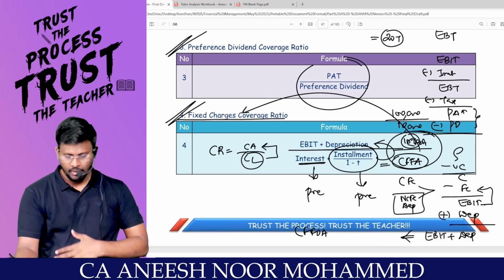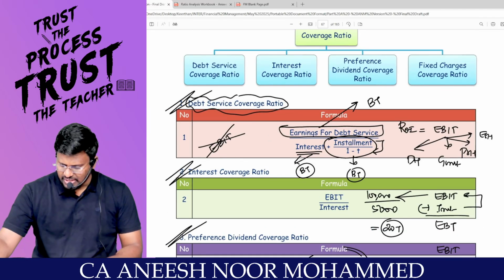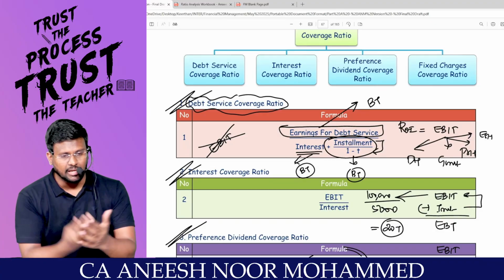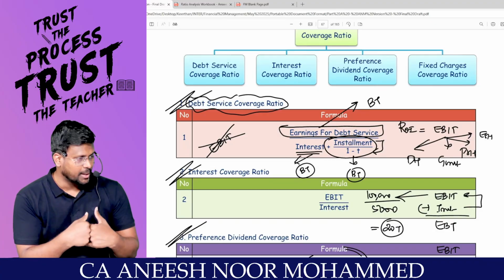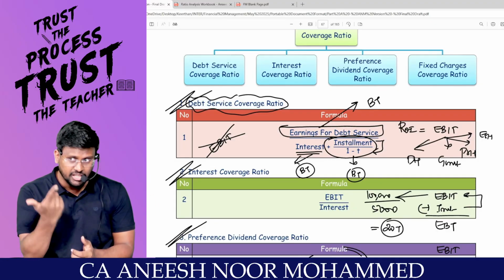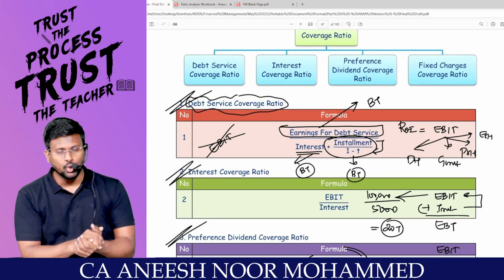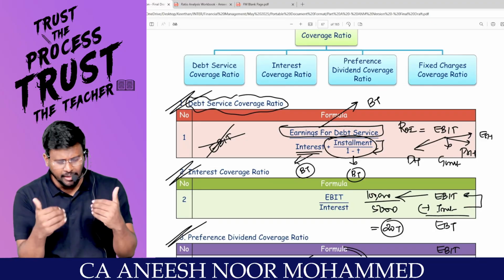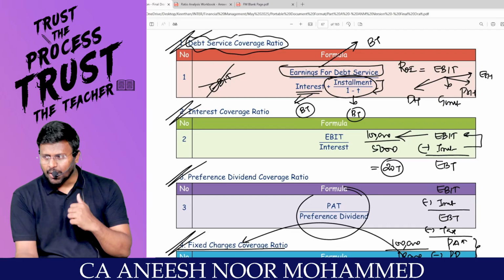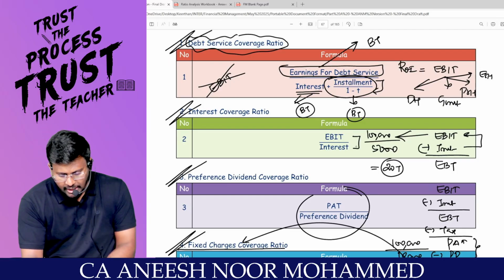Right, sir? So my dear lovable students, the first coverage ratio, debt service coverage ratio, means in order to serve the debt, how much resource I am having. Sir, not cash I am having, how much earnings I am having. Earnings means after depreciation, correct? So earnings available for debt service divided by interest plus installment divided by 1 minus t. Interest coverage ratio, from where I will pay the interest, EBIT. That's why EBIT divided by interest.